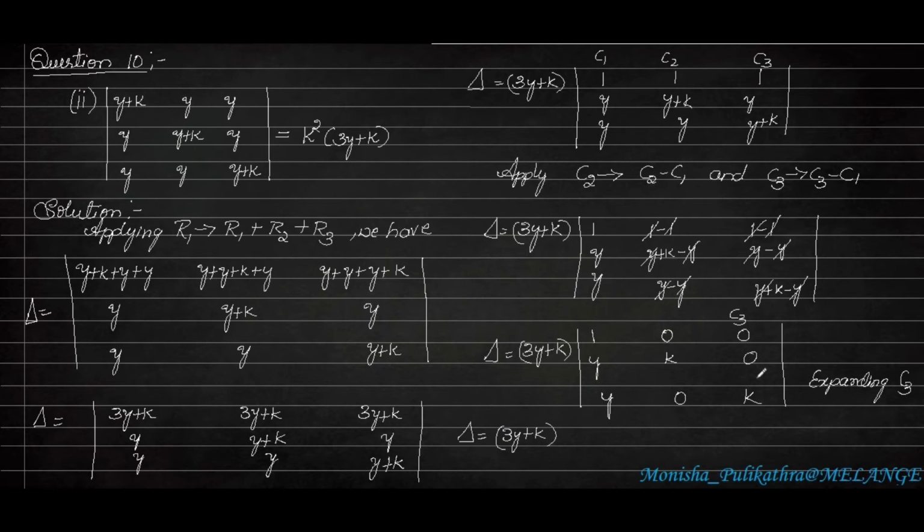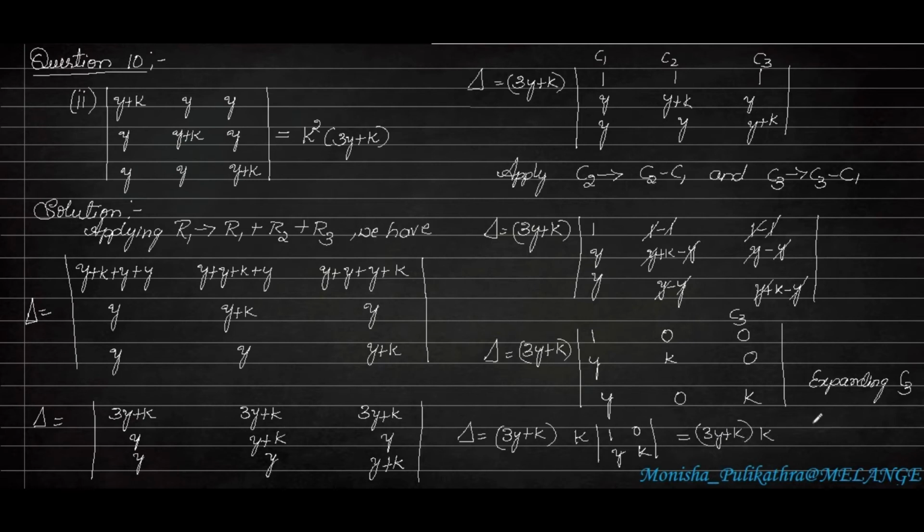Since I have taken this last row, 0 into anything is 0 and 0 into anything is 0. Only one k will be remaining. So when I take k, this row and this column cancel. So remaining will be k into the minor with 1, 0 and y, k. So here it will become 3y plus k into k.